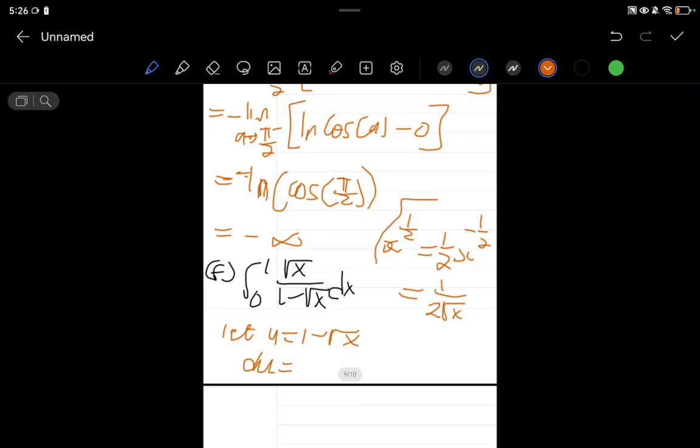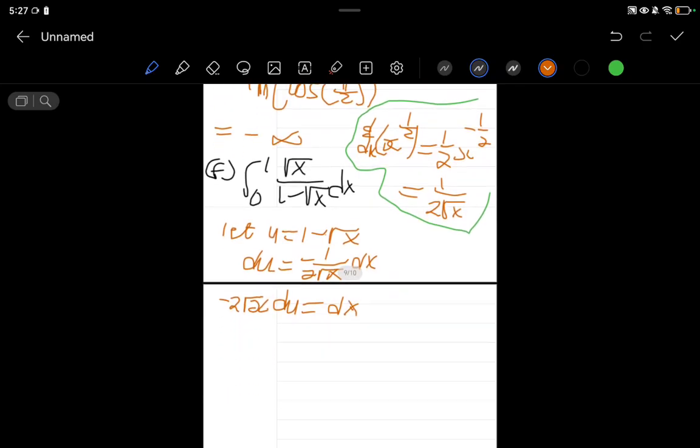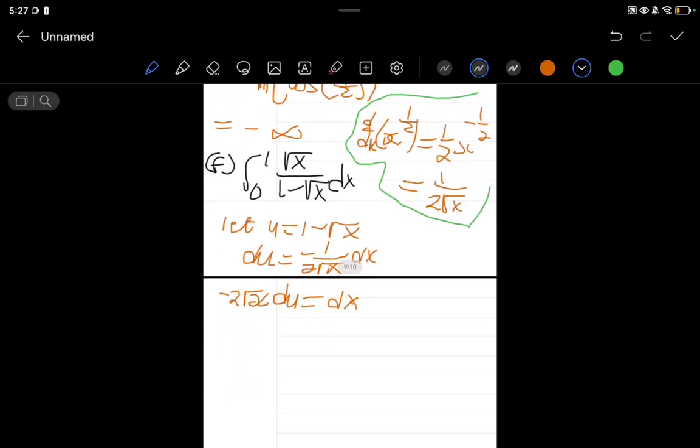If you derive this over this, I'm just going to put it here, right? So that one would be multiplied by this negative. So we're going to have minus 1 over 2 root of x instead of the positive one, right? dx. Then we need to make a dx of the formula. We're going to have this, which is dx, right?